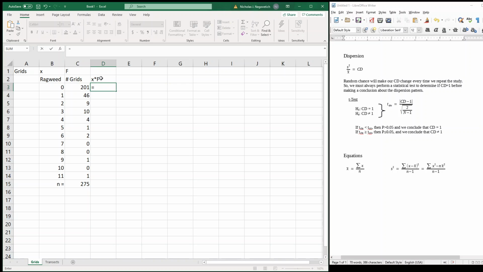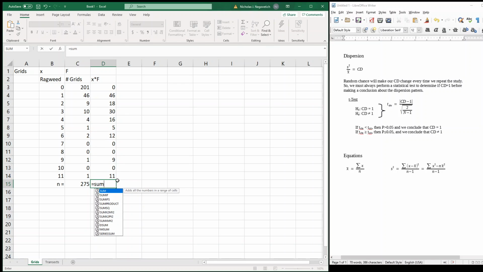So I'm going to use this column, B3, times C3 to get x times f. And then I'm going to left click and hold and fill to get an x times f column. So if we are looking for the sum of x, we know that we have 201 zeros, and that means the sum of all of those zeros is 0. We have 46 ones. The sum of all of those ones is 46. We have 9 twos. The sum of all of those twos is 18, and so forth and so forth.